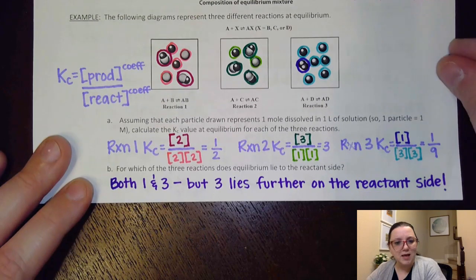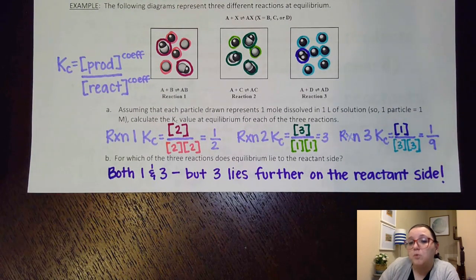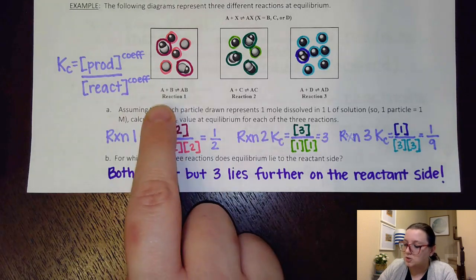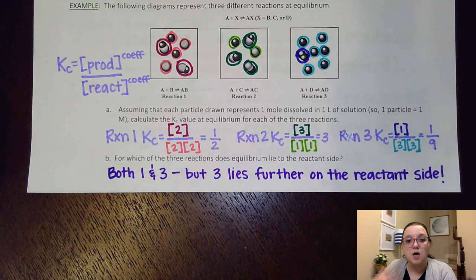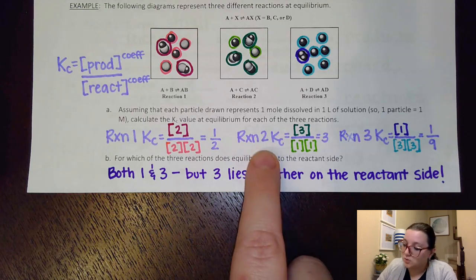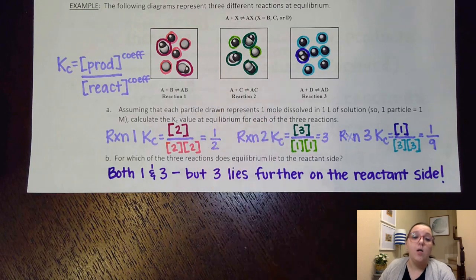So then it asks, for which of these 3 reactions does equilibrium lie to the reactant side? Now, I'll be honest, you probably could have answered this question without necessarily doing all of these calculations, because I could see on both reaction 1 and reaction 3 that I had more particles present of reactants than I did of products. So it makes sense that for both of those, they lie to the reactant side. Reaction 2, however, I had more products, and so that would lie to the product side.